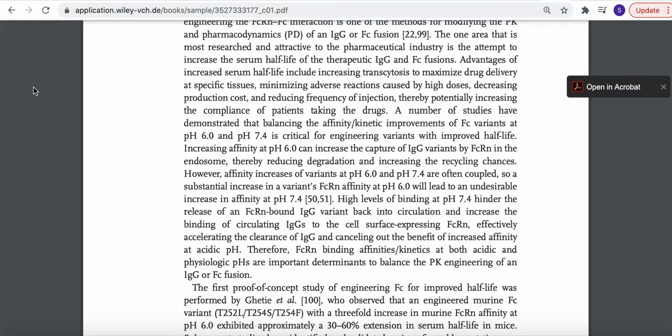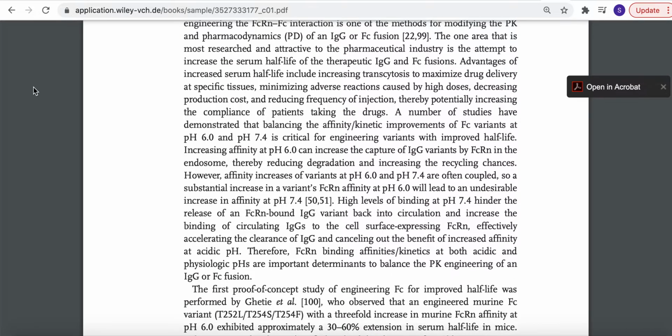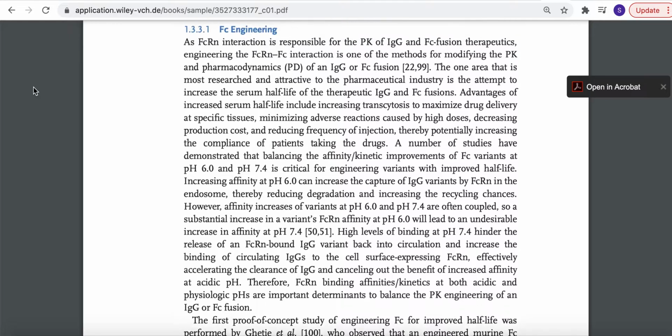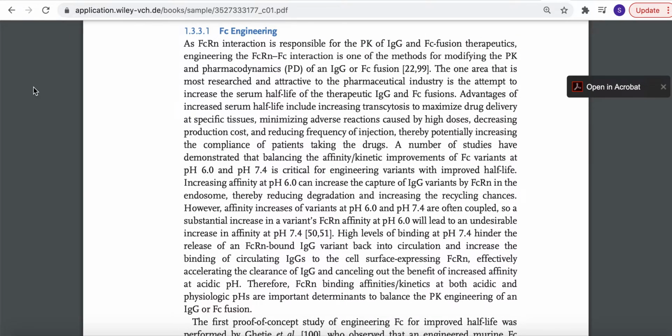A number of studies have demonstrated that balancing the affinity kinetic improvement of Fc variant at pH 6.0 and pH 7.4 is critical for engineering variant with improved half-life.